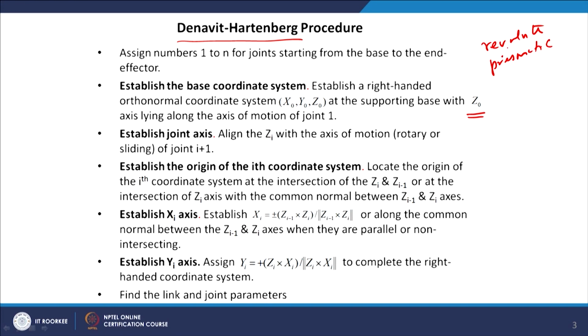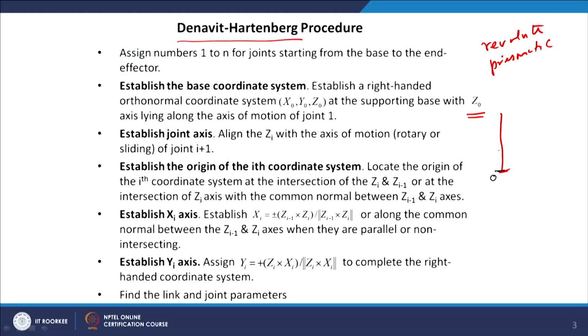The prismatic joint means the sliding joint, and the revolute joint is a rotational joint. Let us assume that the first link is a revolute joint. The first joint is revolute and the axis of rotation is this one. We call this the Z0 axis, as given in this step. Second step, Z0 is assigned to be the axis of the joint. Then we can assign x0, y0 arbitrarily so that it forms a right hand system.